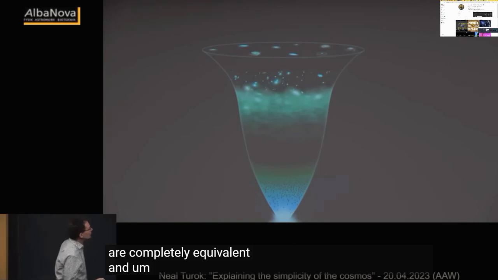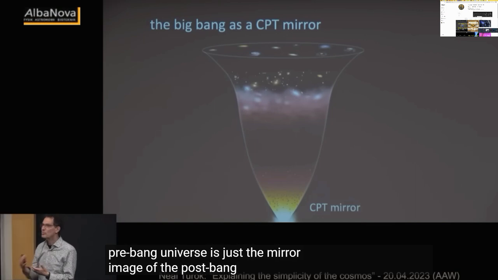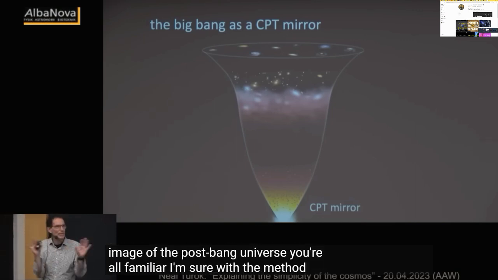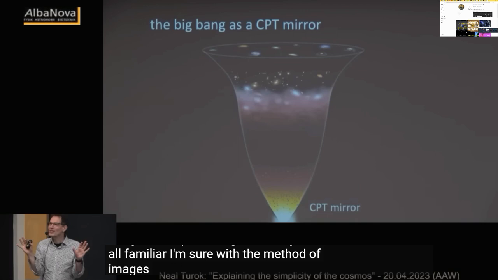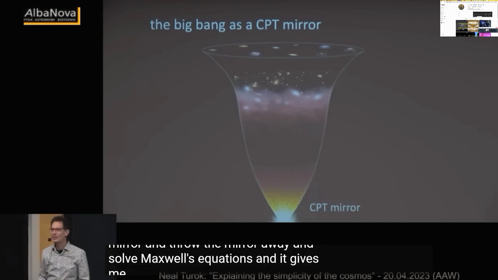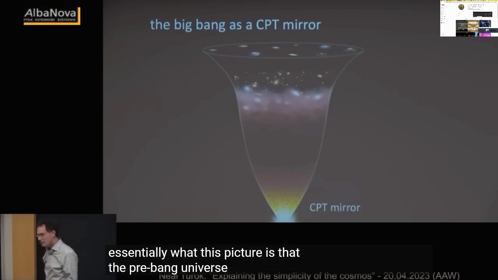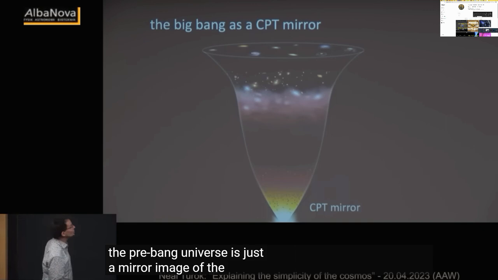One way of saying it is that the pre-Bang universe is just the mirror image of the post-Bang universe. You're all familiar, I'm sure, with the method of images. If I'm solving Maxwell's equations with a perfect mirror, I can impose that the tangential electric field is 0 on the mirror and so on. Or I can just say, no, if I'm right-handed, I'll make a left-handed copy of myself behind the mirror and throw the mirror away and solve Maxwell's equations, and it gives me the right answer. So that's essentially what this picture is, that the pre-Bang universe is just a mirror image of the post-Bang universe.